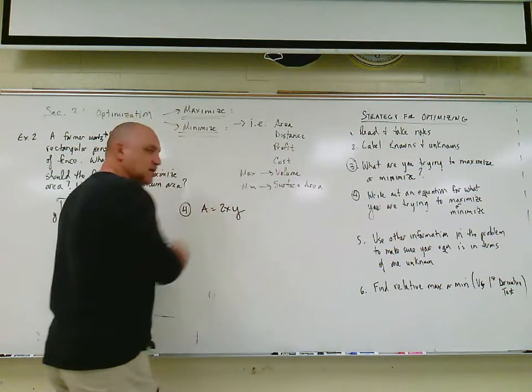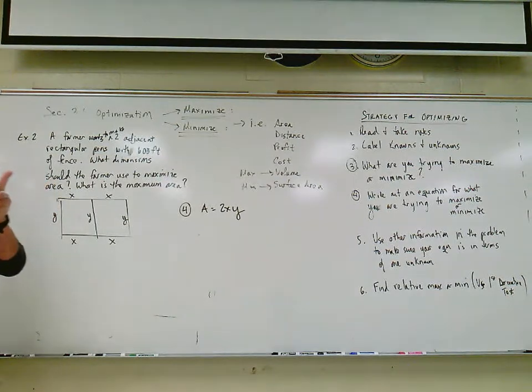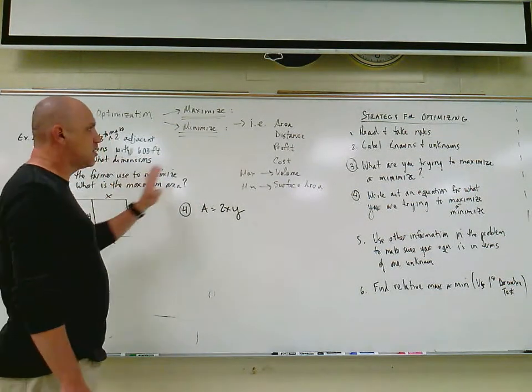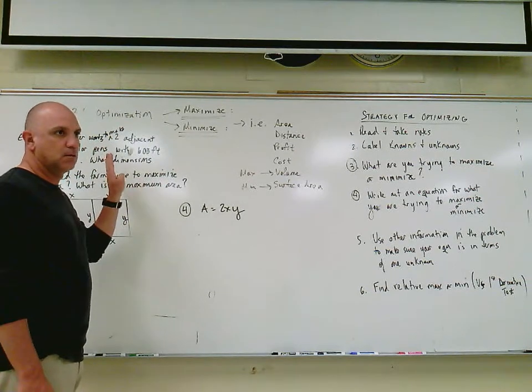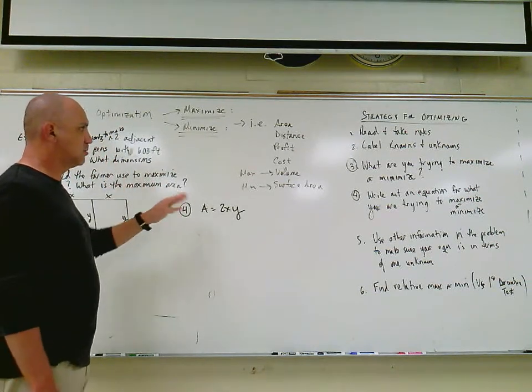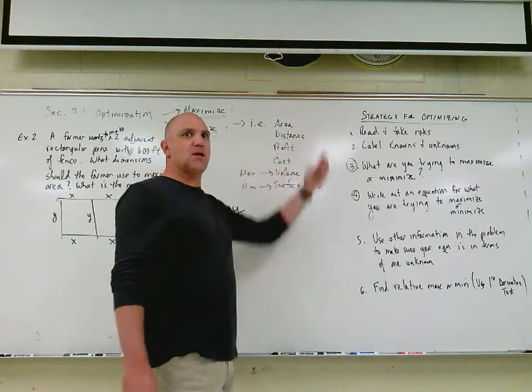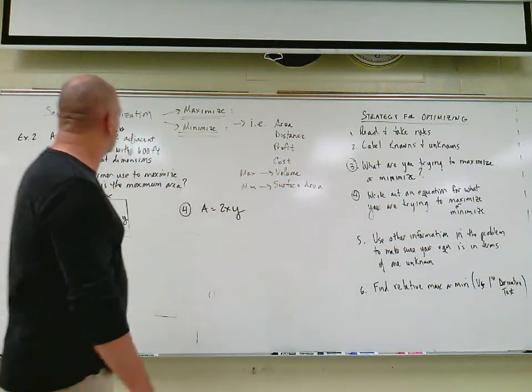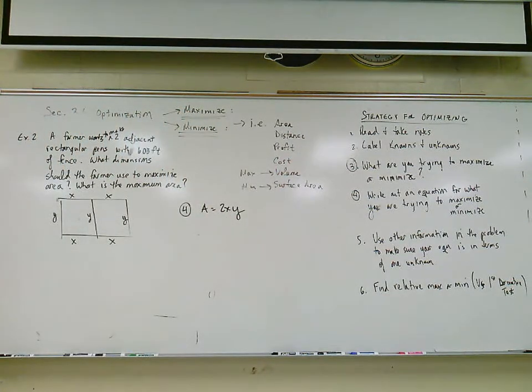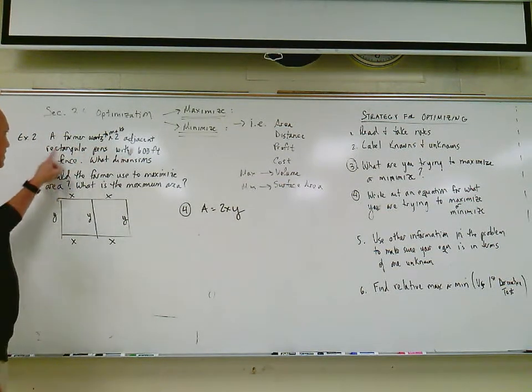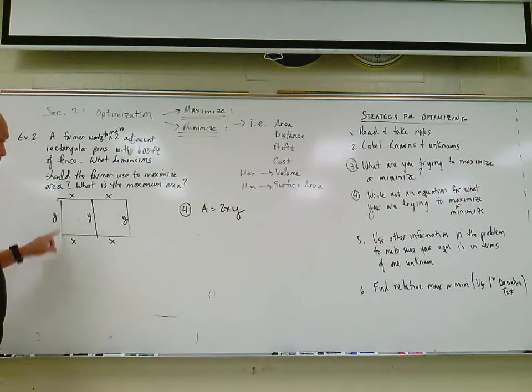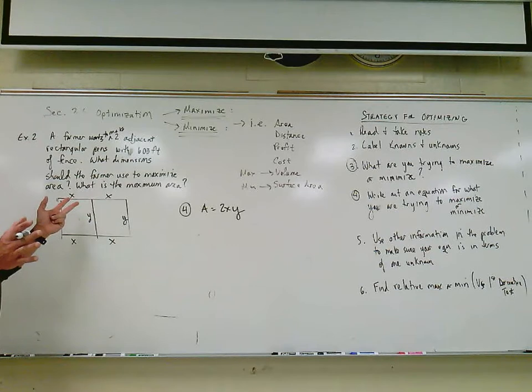So I go straight to step 4 and write out an equation. But I see it has two unknowns on the right-hand side, so there has to be other information in the problem that I need. I'm going back to step 1 to read and take notes. Two adjacent rectangular pens with 600 feet of fence. All of that has to add up to 600.